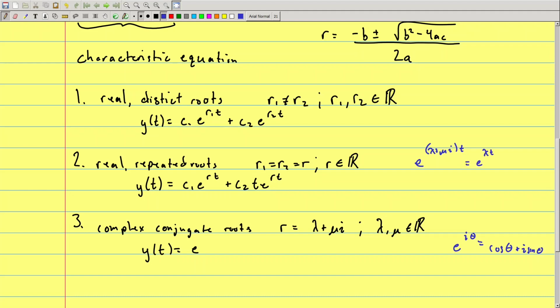We can write this like this, because if I have a sum in the exponent, that means that I can write it as a product. And then this part gets turned into sines and cosines according to the formula, where mu t is what we take for theta.